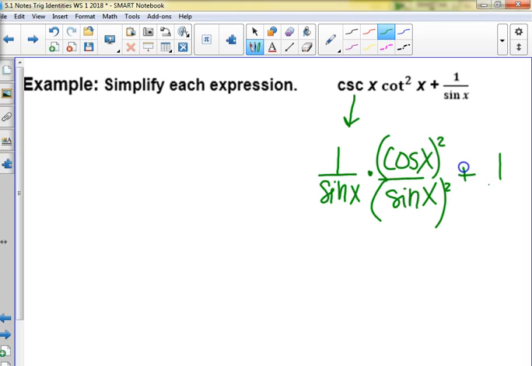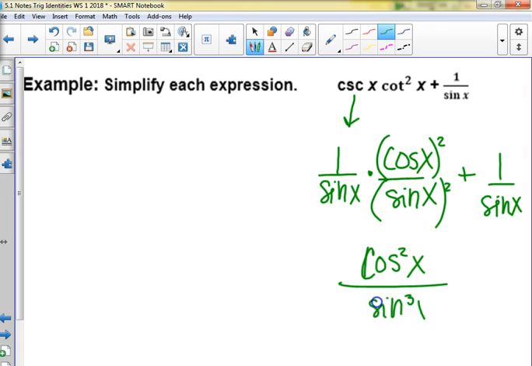Oh, then it says plus. We might need a common denominator later or something disgusting. But what can we do right now? Nothing nice, right? We can multiply these two together and we get what? Cosine squared over, which I wrote differently, but it's the same thing. Sine times sine squared would be sine cubed.